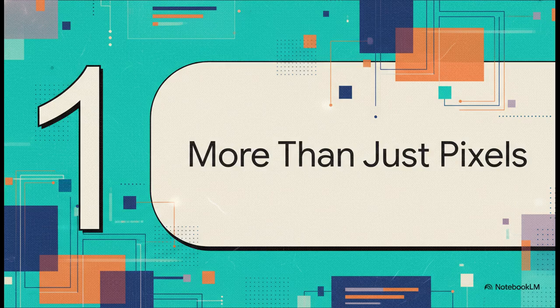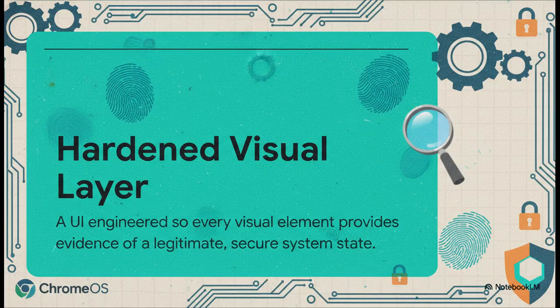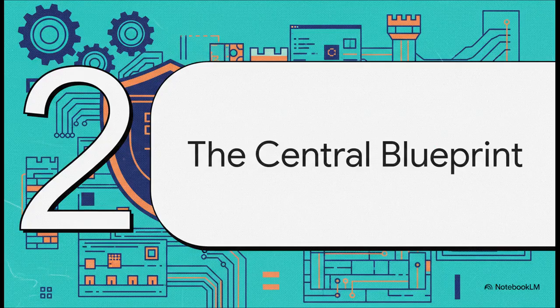So, the core idea, and this comes straight from the technical specification, is something they call a hardened visual layer. The best way to think of it is like a digital watermark that's invisibly baked into every single thing you see on screen. Each element becomes a piece of evidence, a clue, that proves the system is in a legitimate, secure state. Now, to build a digital fortress like that, you absolutely need a solid blueprint. So let's take a look at the central architecture that makes this entire hardened layer even possible.